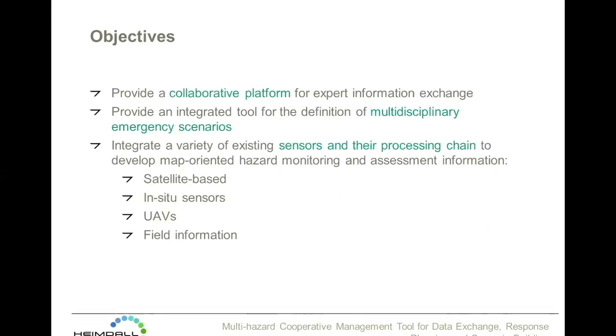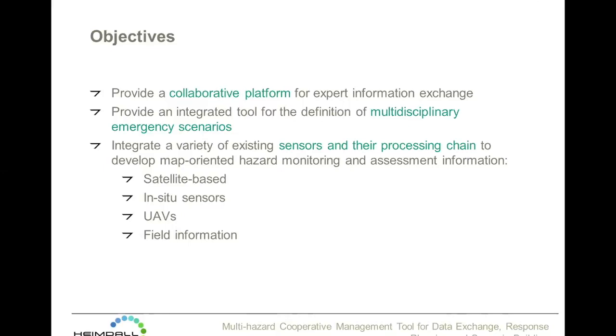So having a more detailed look at the objectives of the project, the overall objective was presented in the previous slides. Now we are going to have a more detailed look at the detailed objectives. And one of the main ideas behind this federated platform is to have a collaborative system for experts to be able to exchange information among different entities and organizations, even developing their activities in different countries.